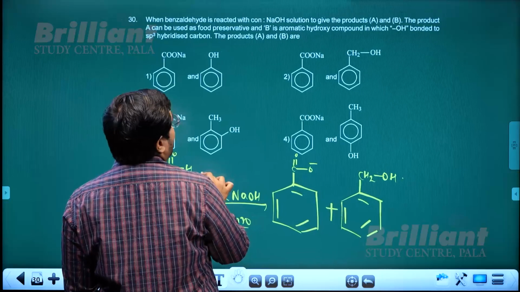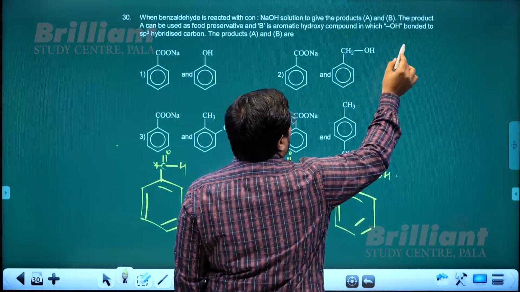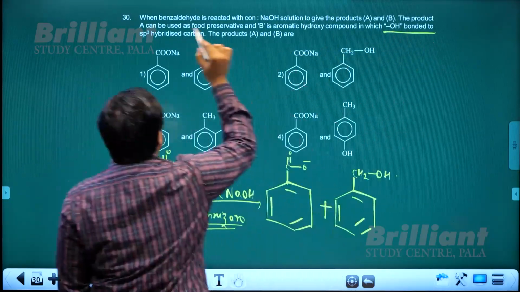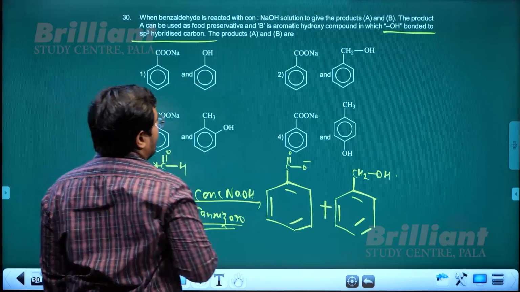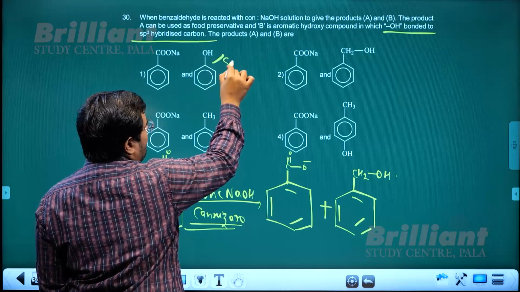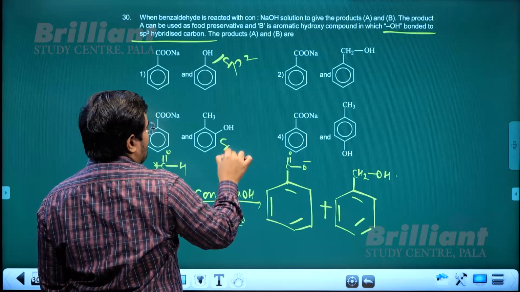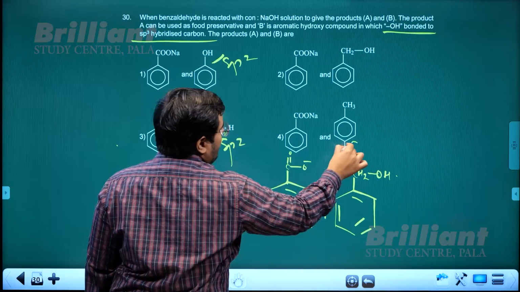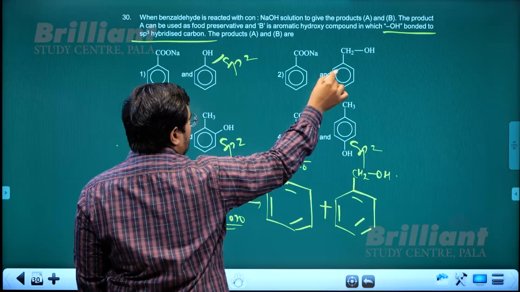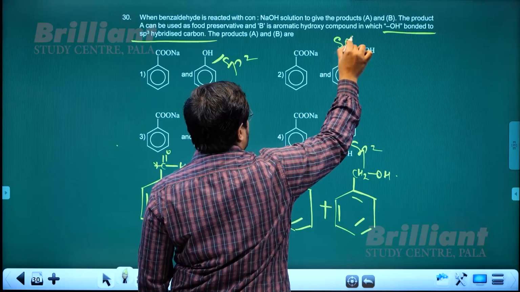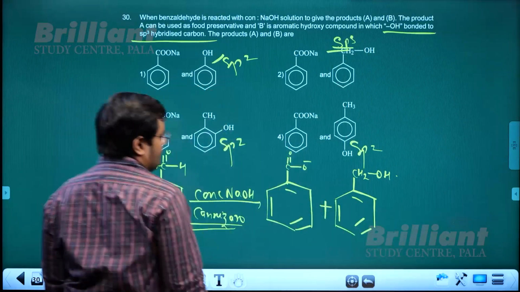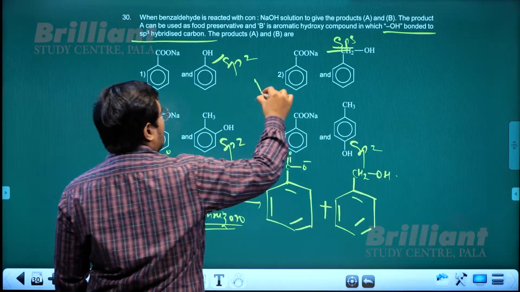So here, as you can see, OH is bonded to an sp3 hybridized carbon atom. Here OH is bonded to sp2. Here also OH is bonded to sp2. Here also OH is bonded to sp2. This is the only case where OH is bonded to an sp3 hybridized carbon. So our answer will be option 2.